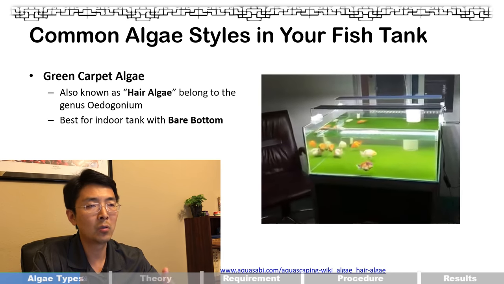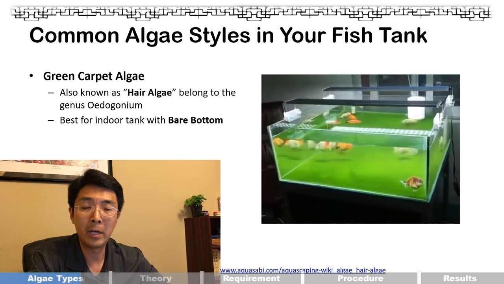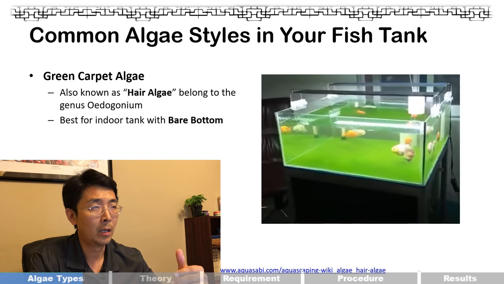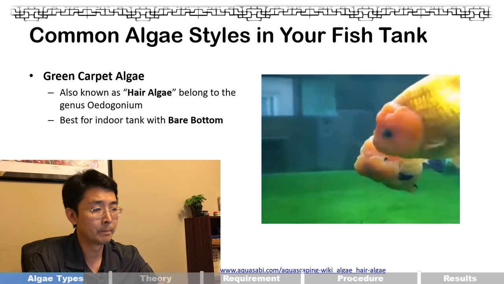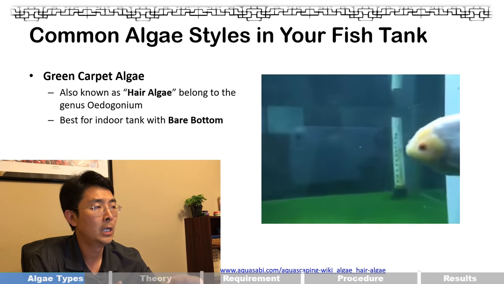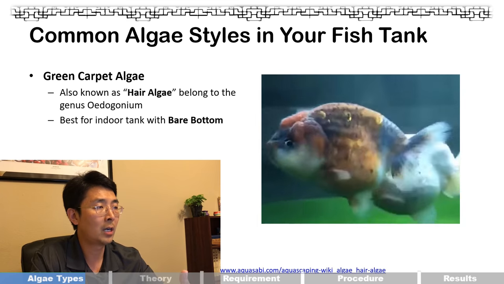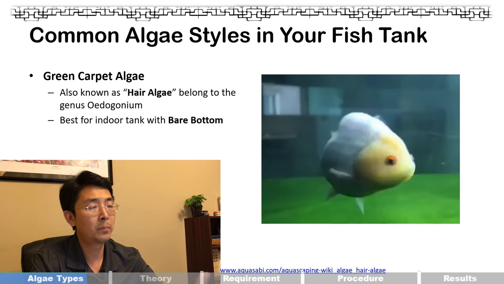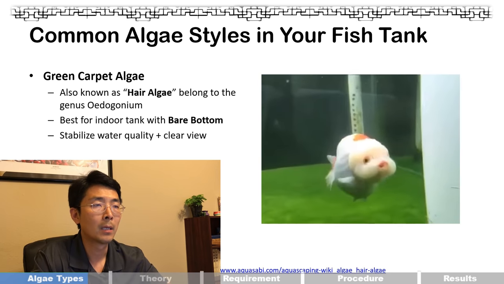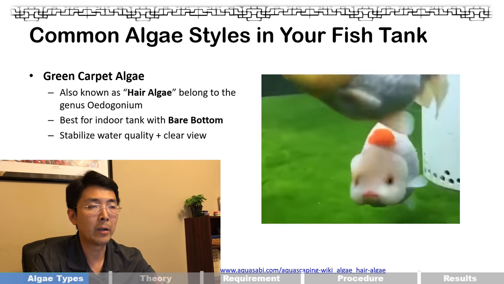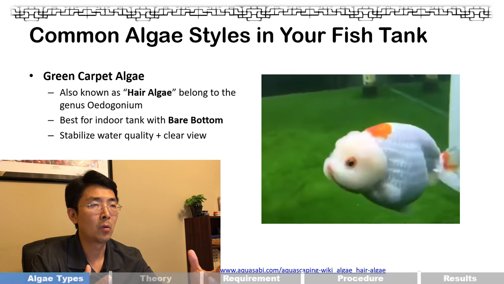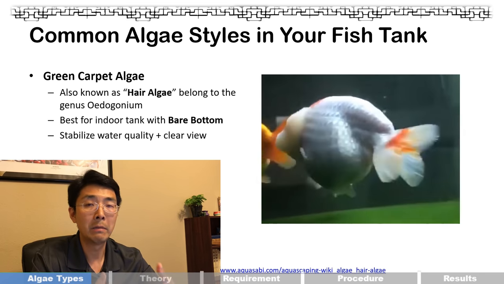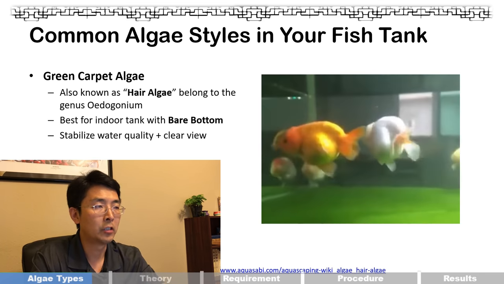It is best for an indoor tank, particularly for the bare bottom. Obviously, you're not going to have a sandy bottom. If it's a bare bottom, the green carpet algae is going to fit perfectly. All the fish are so happy, so vibrant, very colorful, and the algae not only gives a better view, but also provides a lot of nutrition to these fish. It also stabilizes the water quality and provides a clear view. So green carpet algae plus clear water gives the best option, in my opinion, for your indoor fish tank.